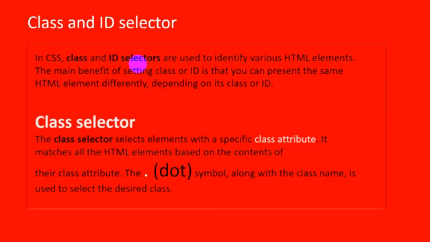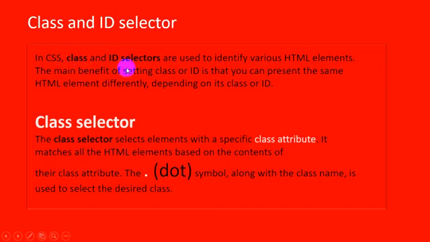In the same way, if you want to apply a CSS uniquely, in that case you have to use ID. In the same way, if you want to apply your CSS to a group of HTML elements, in that case you can use the class attribute or class selector. So if you want to identify uniquely, you have to use ID. If you want to apply it to a group, you have to use the class attribute.